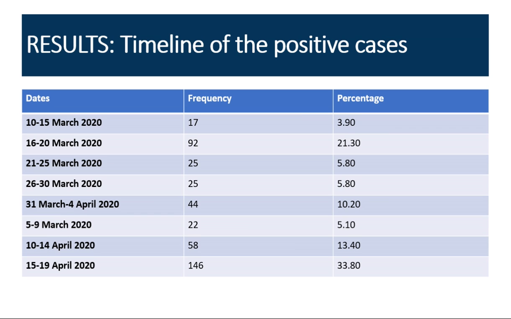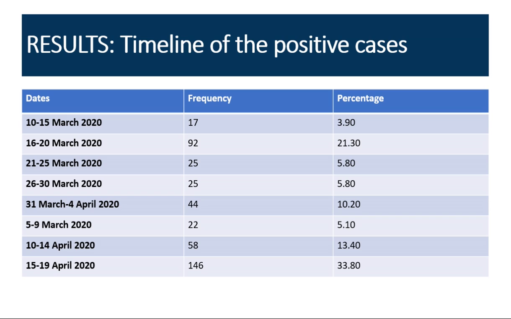Here we are, timeline of the positive cases. In this table, we try to draw on the timeline from the time when the first positive case of COVID-19 was confirmed till the time of the conclusion of the study. As you can see, in the beginning, from the 10th to 15th of March, there were only 17 cases. However, we saw a massive surge in the next few days, from 16th to 20th of March 2020.